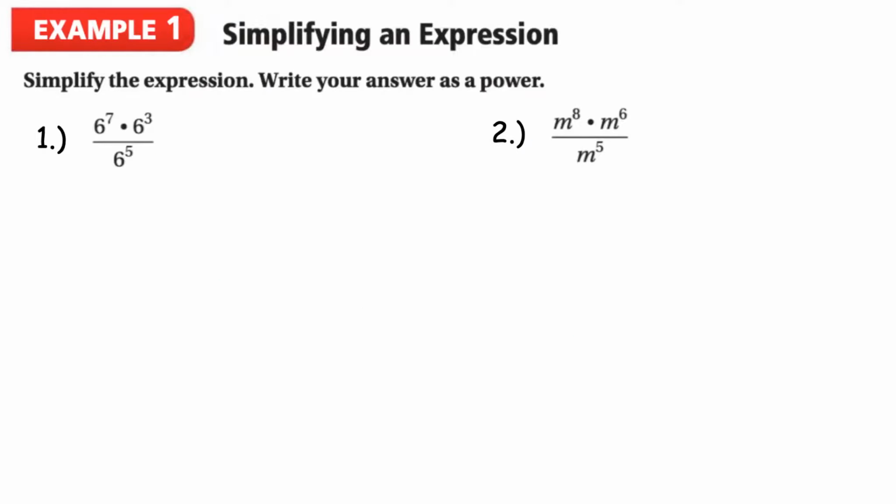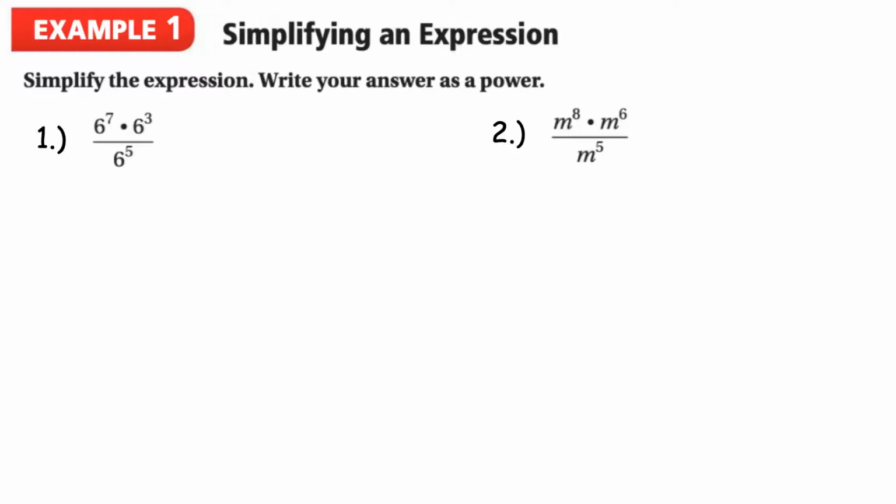So let's take a look at our first examples. We're going to be simplifying these expressions. So in number 1, we have 6 to the power of 7, and that dot there just means multiplication, times 6 to the power of 3, and that's a fraction over 6 to the power of 5. So now we're combining what we learned last week on top of the stuff that we've learned this week.